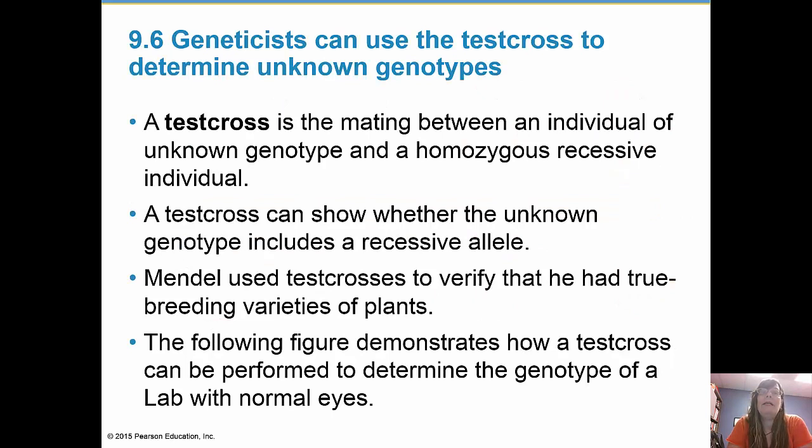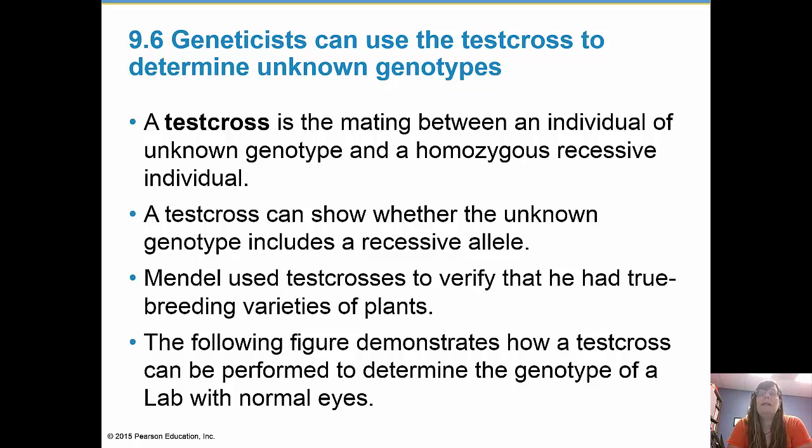Test crosses are matings between an unknown genotype and a homozygous recessive. So basically, they can show you what that unknown allele is. So you use the homozygous recessive because you know their genotype. Homozygous recessive has to be 2 lowercase letters. There's no other genotype it could be.